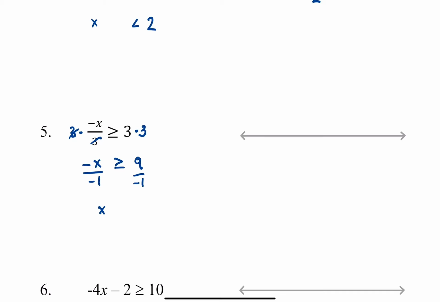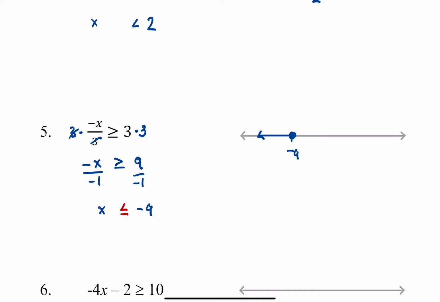So x is at most -9, but what we do need to remember is to flip the inequality whenever we divide by a negative or multiply by a negative. So we would have -9 right here, and it's going to be a closed dot going to the left. And maybe just to reiterate, why is that important? Because when we do these operations, we need to maintain truthness.